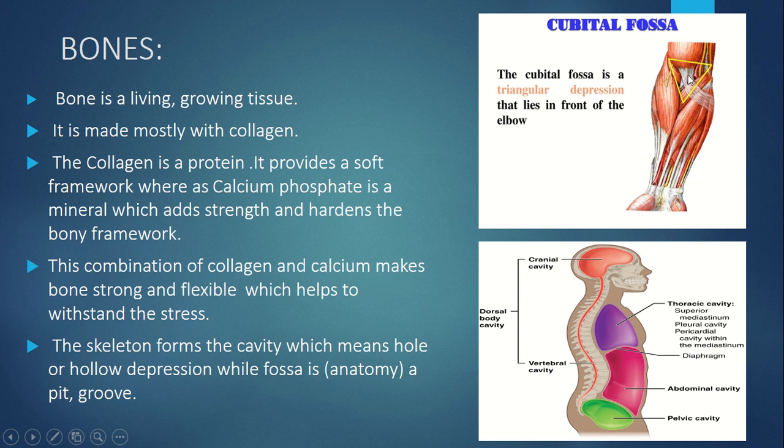Here you can see there's a small depression. The cubital fossa is a triangular depression that lies in front of the elbow. So in front of the elbow you can see a small depression or groove. That is called a fossa.